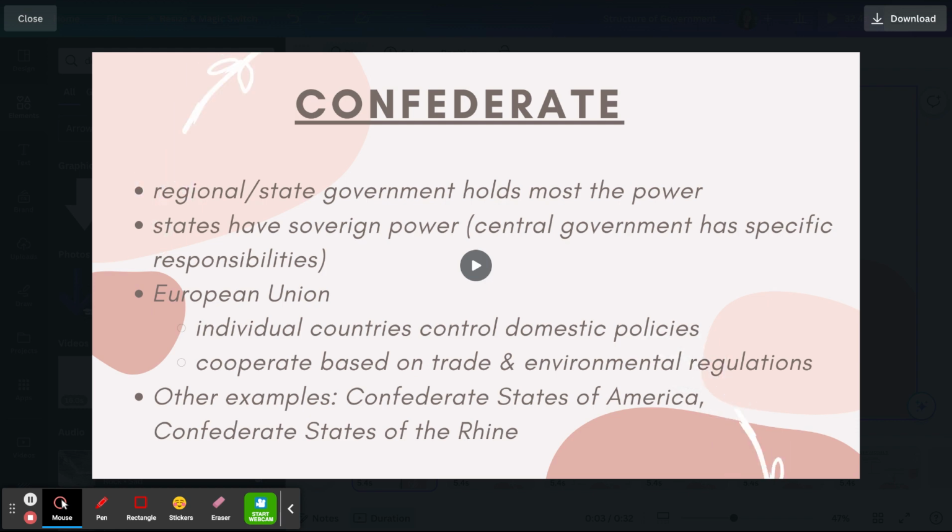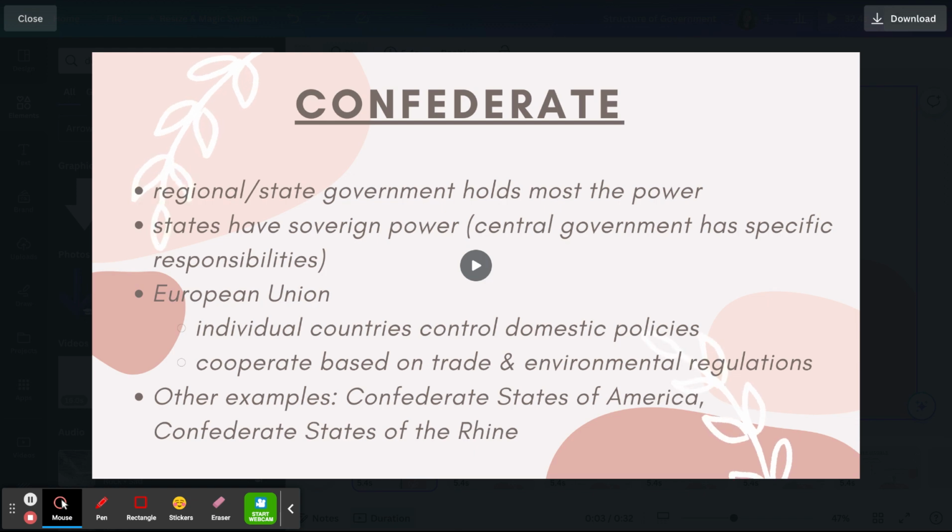The European Union is kind of an unconventional example of a confederal system of government because it's not talking about a country, but rather is talking about an international organization which houses a majority of the countries that are in Europe. Within the European Union, the individual countries control domestic policies, so the countries that make up the European Union run the day-to-day responsibilities. They create laws that are specific to that country that may or may not be the same as other countries within the Union.